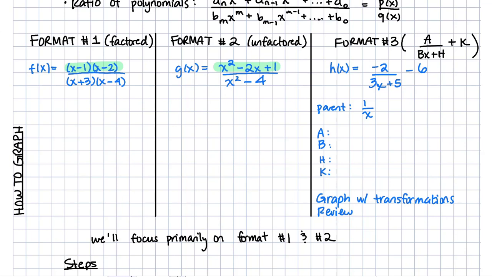So this video is going to focus mostly on graphing format number 1 and format number 2, our factored and unfactored rational functions, versus graphing with transformations. So let's look at just in general how we would graph these two. We're not going to use transformations. It's not a well-suited tool to the bulk of these kinds of rational functions. So we won't graph these with transformations. Instead, we're going to learn an alternate process.